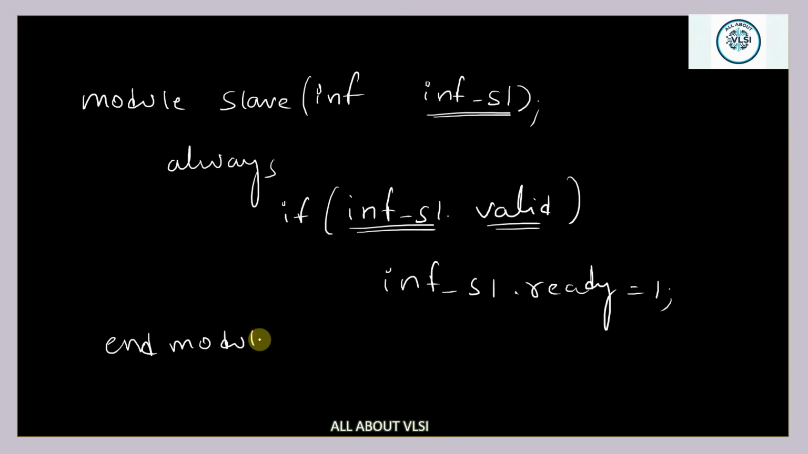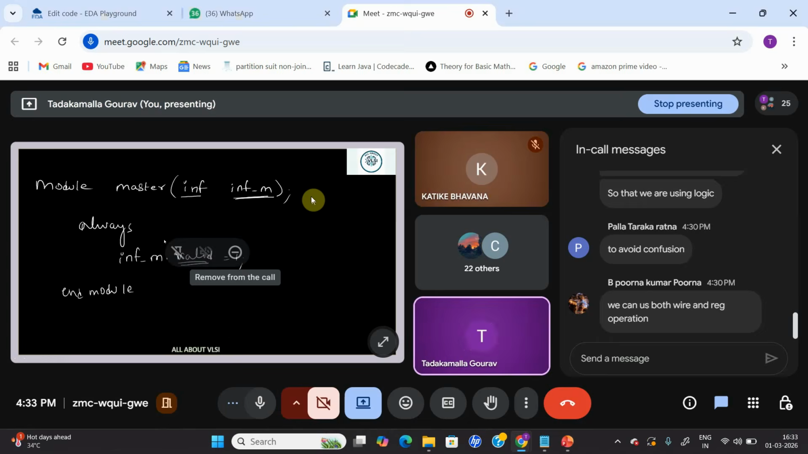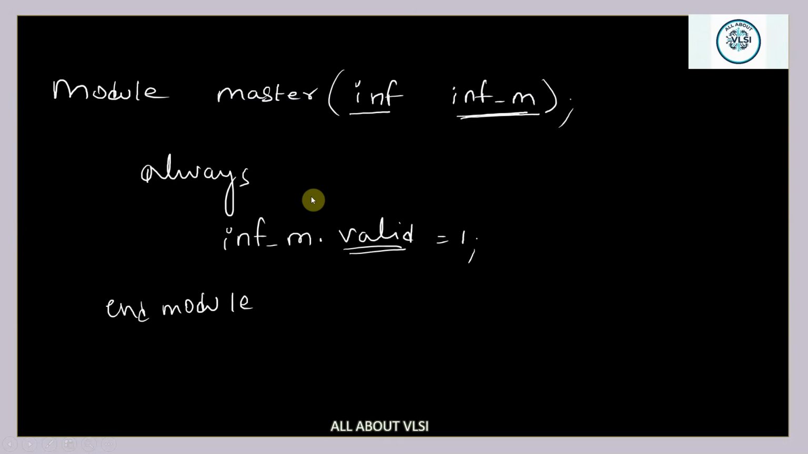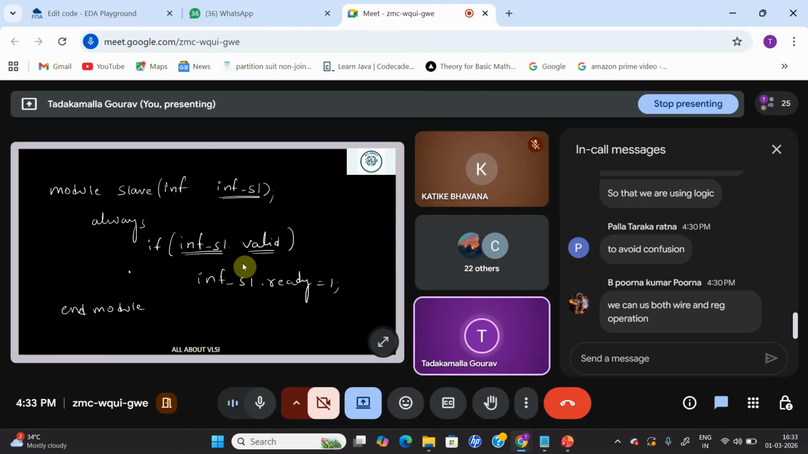Is it clear, guys? If you are using this particular interface, you need to first of all declare the interface instance inside the arguments of your module. If you are referring to the signals, then you need to use the interface instance name for referring to those particular signals. So without declaring the interface you cannot access the signals. You need to use your interface handle.